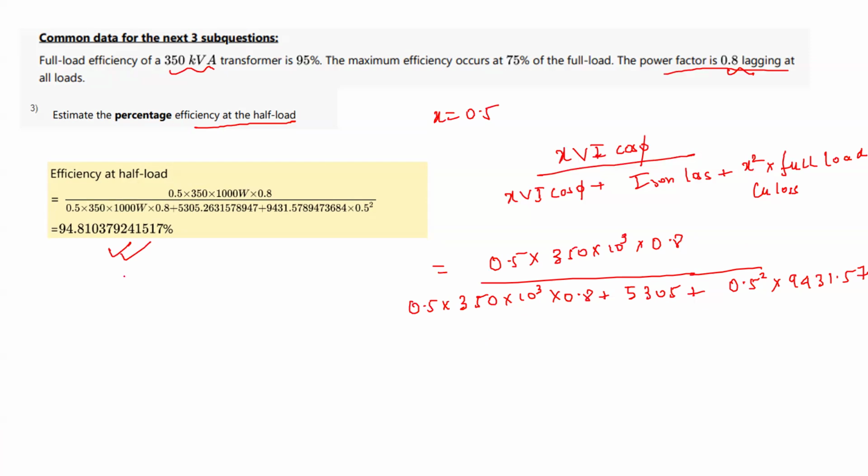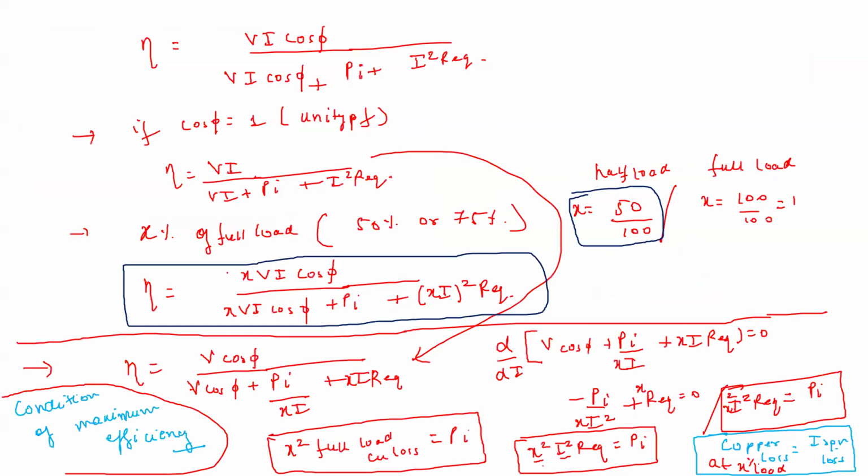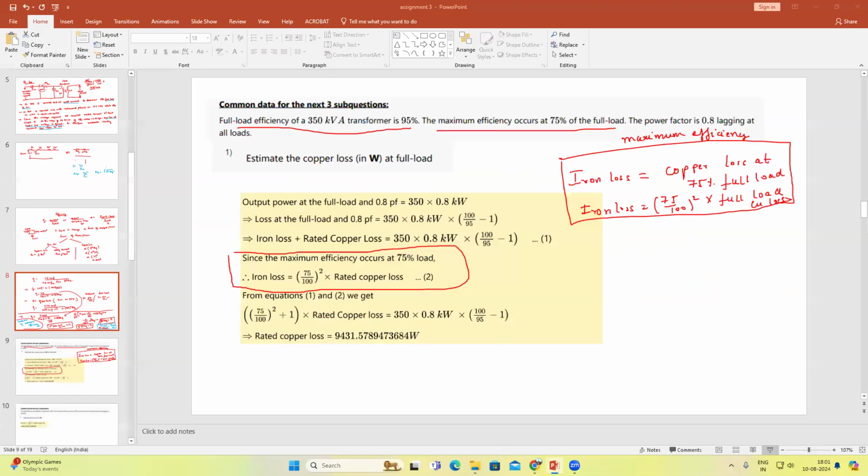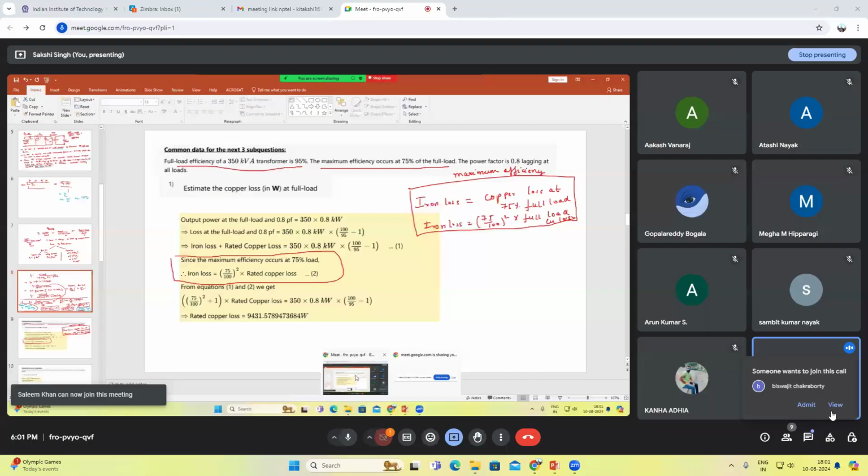As I said, this assignment is easy if you understand these things. If you understand these equations and how you are writing them, what is the meaning of x here, what you will do if there is half load or full load, what you will do if there is a power factor change, and what happens to the iron loss. If you know these things, it is just the manipulation of the equations. It's easy. This assignment is not tough.